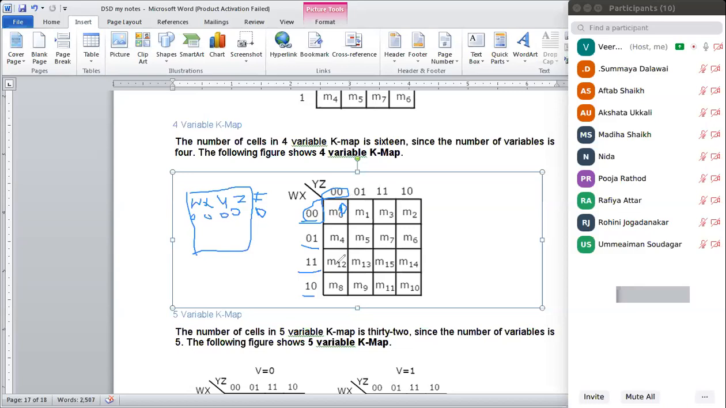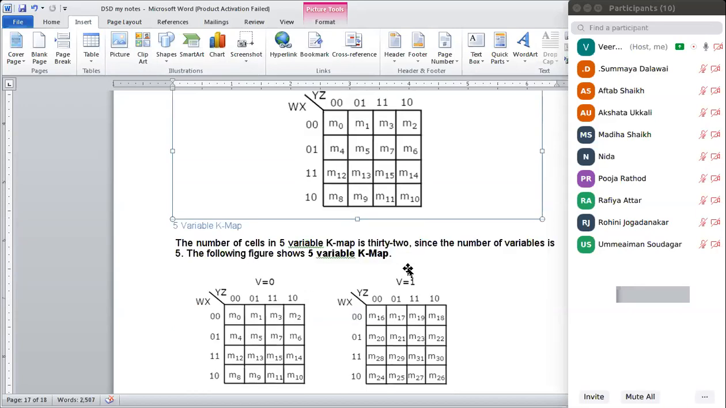Like that I am going to write the four variable K map. So suppose 1 1 1 1, where Wx is 1 1 and here yz is also 1 1. The cell number is 15. This is how I am going to represent a four variable K map.